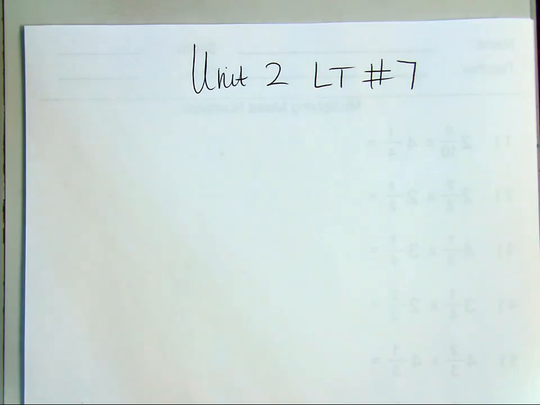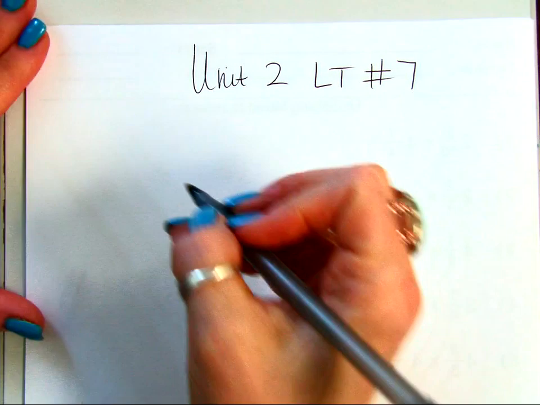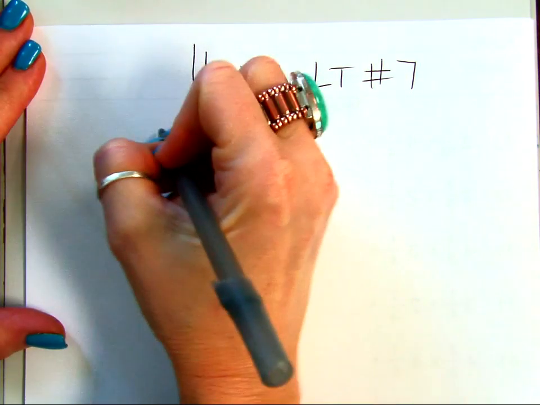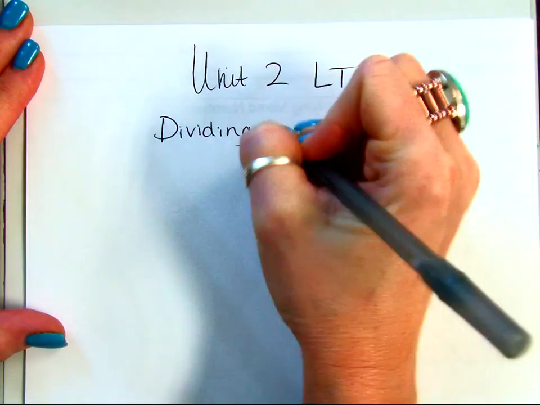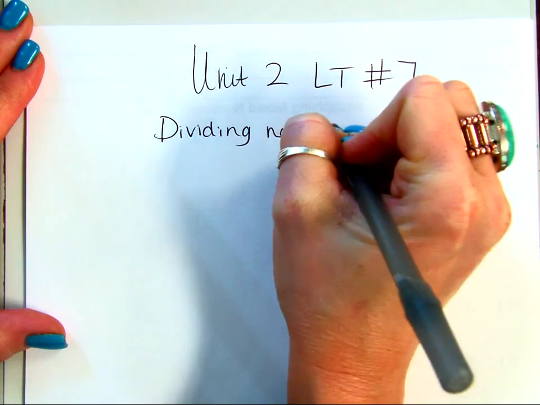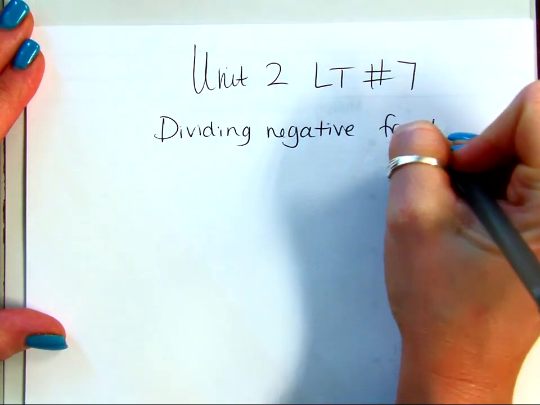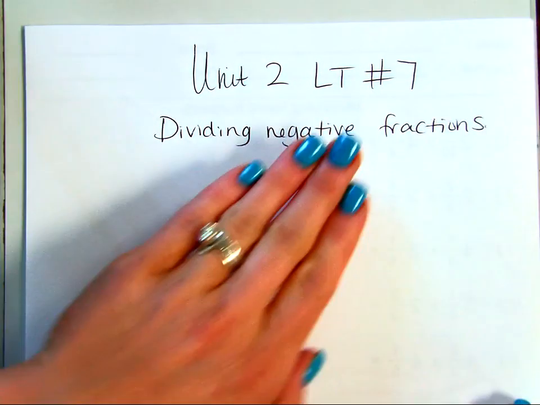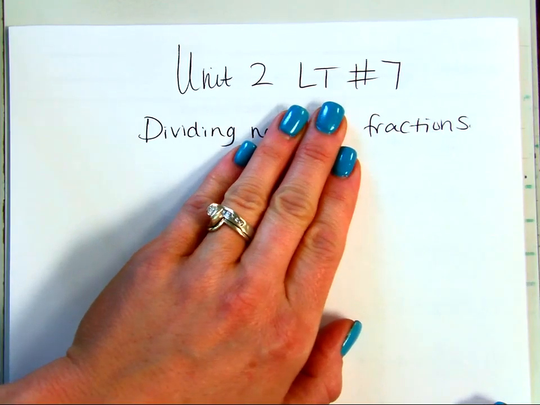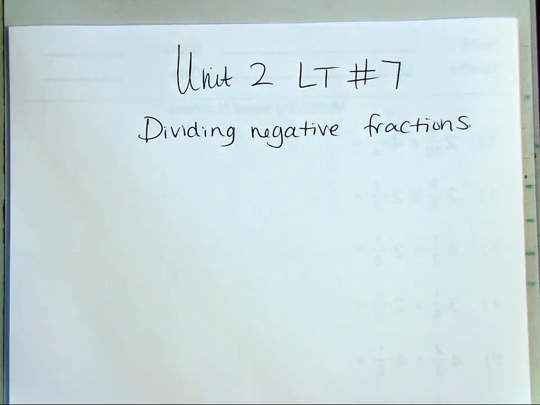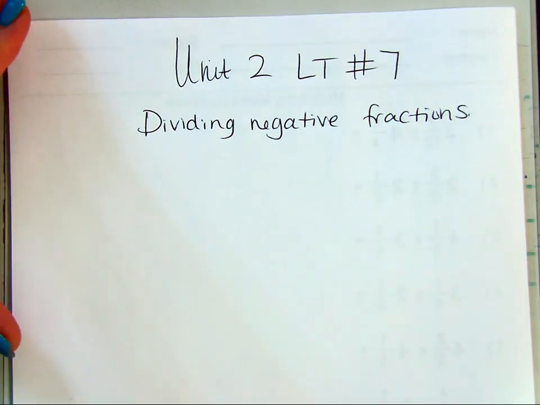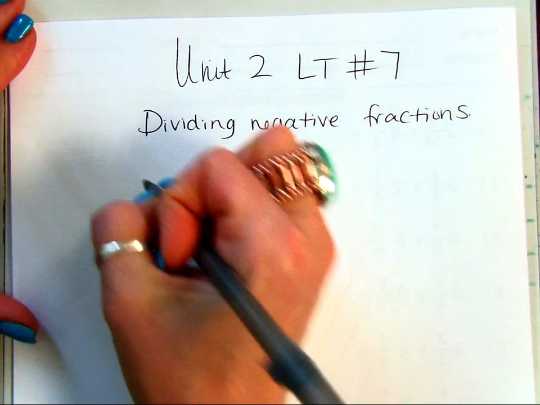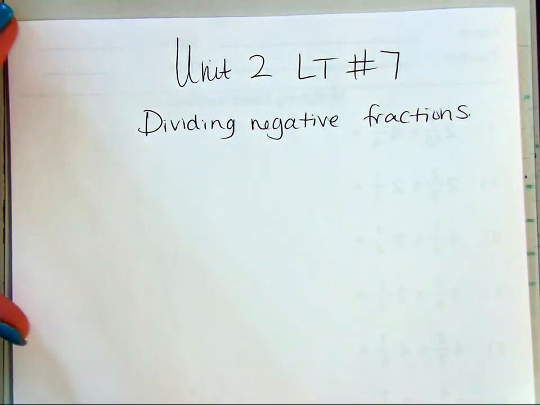Okay, so the first thing we're going to talk about is dividing negative fractions. Now, last year, one of your learning targets was probably dividing fractions. This year, it's dividing negative fractions, which doesn't change a whole lot. Okay? So, the rules with negatives and division are the same as they were with products, right?